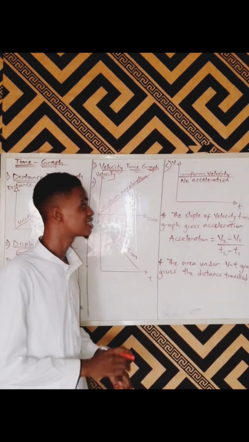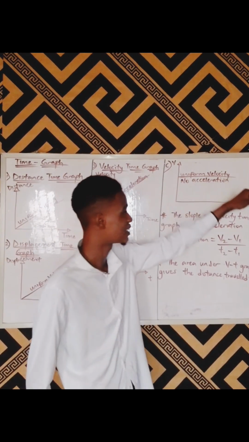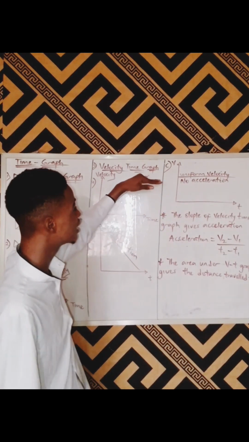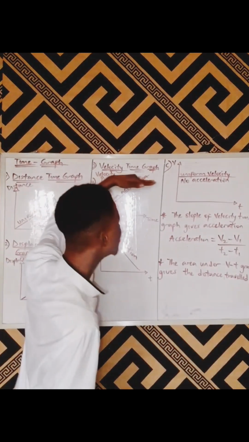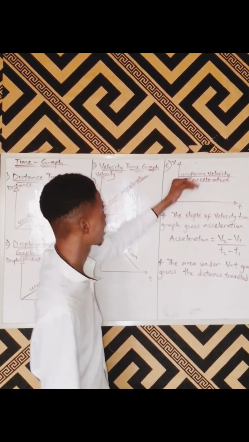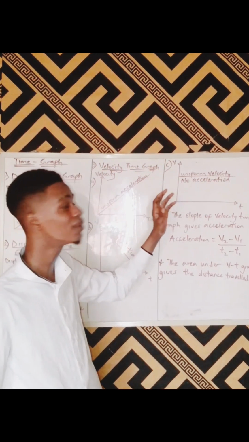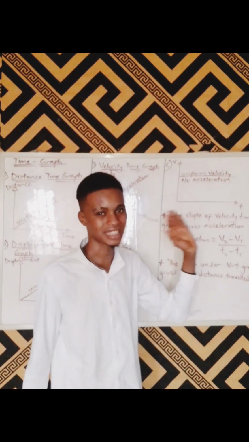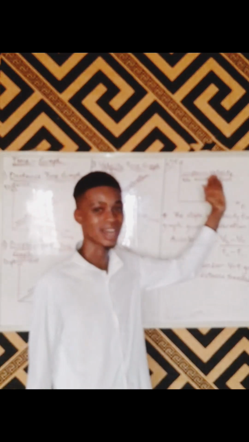In case 3, you can see that I have a straight line like this. I don't have any increment in the velocity with time. The velocity remains constant. It does not go up nor come down. In this case, I will call it uniform velocity, and at uniform velocity there is no acceleration. It does not increase or decrease, so it has zero acceleration.